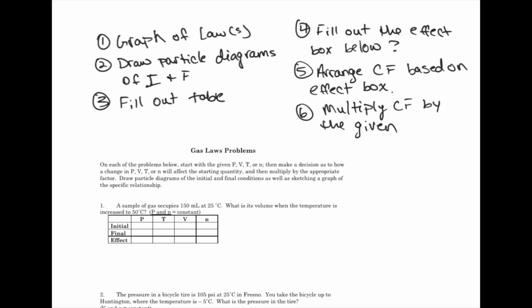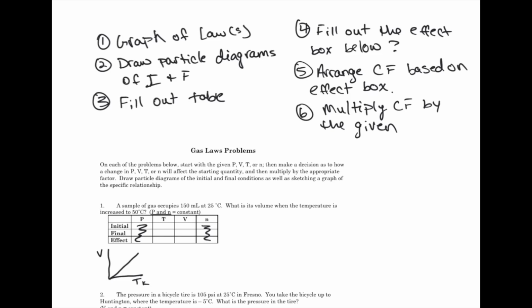In this instance, it also tells us that pressure is held constant, so we don't need to worry about that, and the number of particles is held constant. So we now have a relationship between temperature and volume. Let's go ahead and get a graph. Step number 1 says graph of the law. So the temperature and volume graph looks like this. Remember, our temperature has to be in Kelvin, and it looks like that.